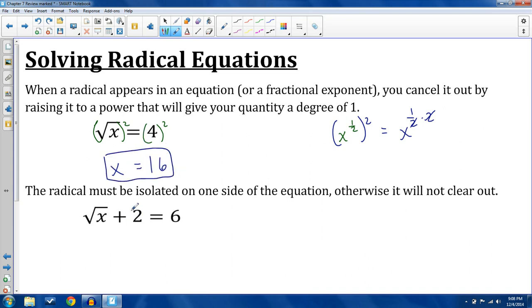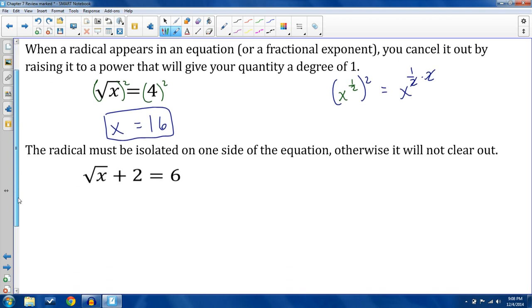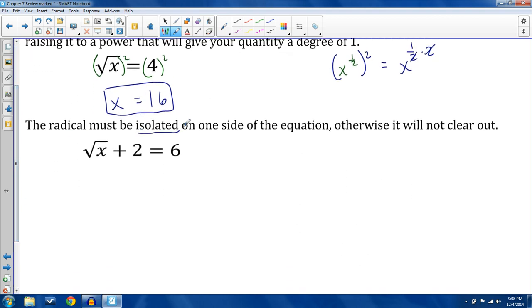Now notice, this is the same problem technically. If you subtract 2 from both sides, you'll get square root of x equals 4. What you don't want in this problem, though, is to automatically square things when your radical is not by itself. The radical must be isolated on one side of the equation, otherwise the radical will not clear out. Let's take, for example, what if I tried to square this immediately when this problem looked like this? Squaring means square both sides, and that means this is square root of x plus 2 times the square root of x plus 2, and this equals 36 on this side.